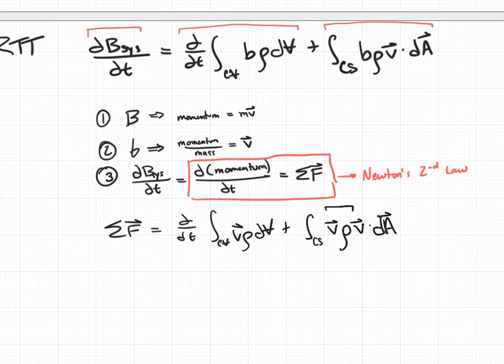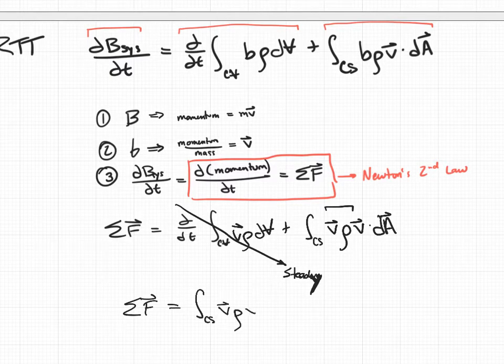So what we're going to do at this point is start to simplify this. The first thing I'm going to do is, in this class, always work in a steady system. If you ever work in an unsteady system, you won't be able to make this assumption. If you go on into fluids and start working on tides or any sort of unsteady system, you're not going to be able to get rid of that term. But for us, we can. So I can say the sum of the forces equals the integral over the control surface of v rho v dot dA.